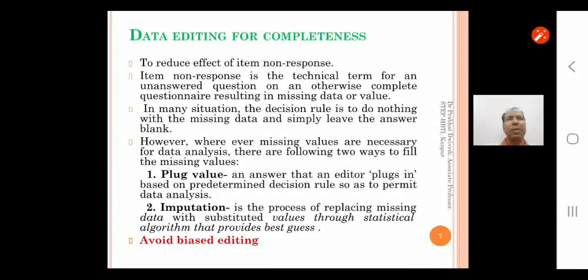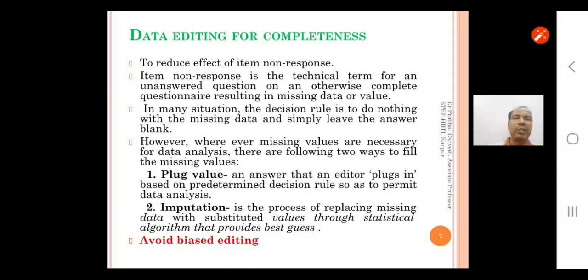Completeness of data. What happens sometimes is that a questionnaire is almost complete, but somehow one answer or part of it is unanswered, and that is technically termed as non-response item. So data editing for completeness is done to reduce the effect of item non-responses. Item non-response is the technical term used for an unanswered question on an otherwise completed questionnaire, resulting in missing data or a missing value.